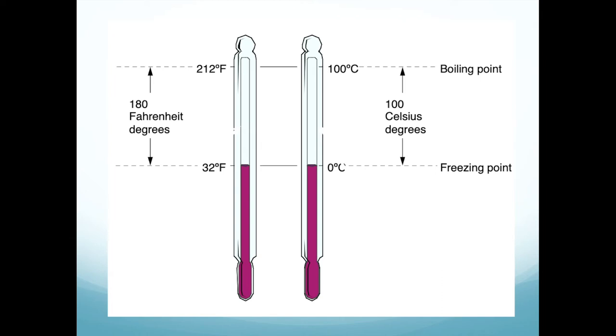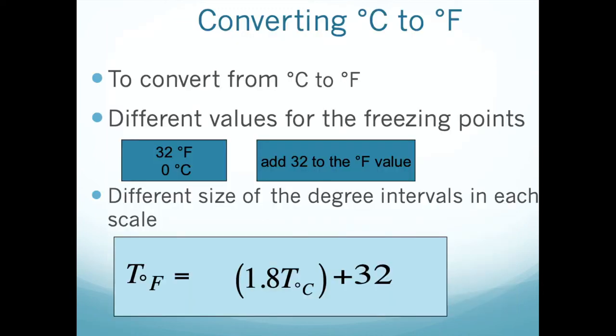They still have mercury or alcohol in the bulb of the thermometer. There's still a thin glass tube. All that's changing here is what the markings are on those glass tubes. So if we have both these thermometers in some ice water, which is at 0 degrees Celsius or 32 Fahrenheit, notice that the mercury or alcohol is at the same level. But like I said, what that level is called is different depending on the type of thermometer you're using. Okay, so how do we convert from one to the other?